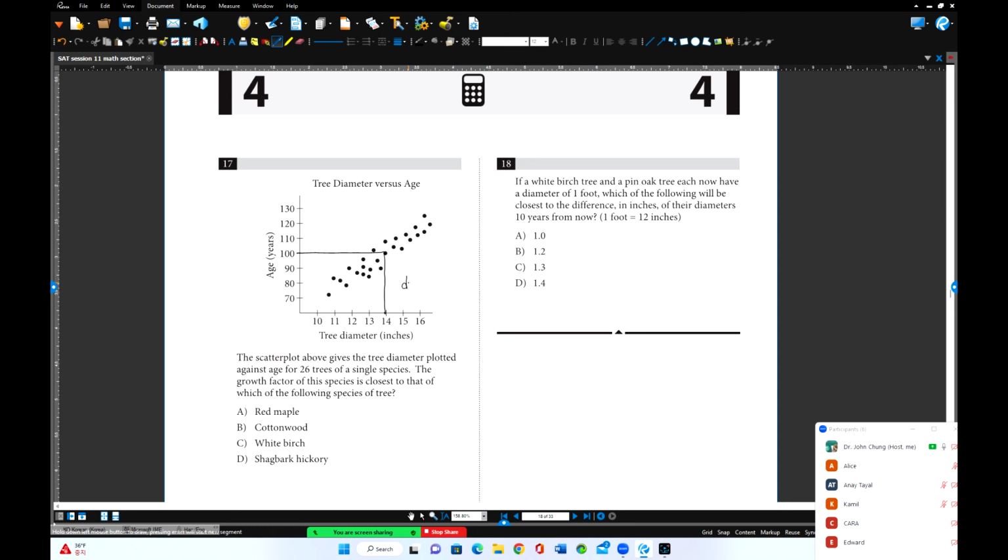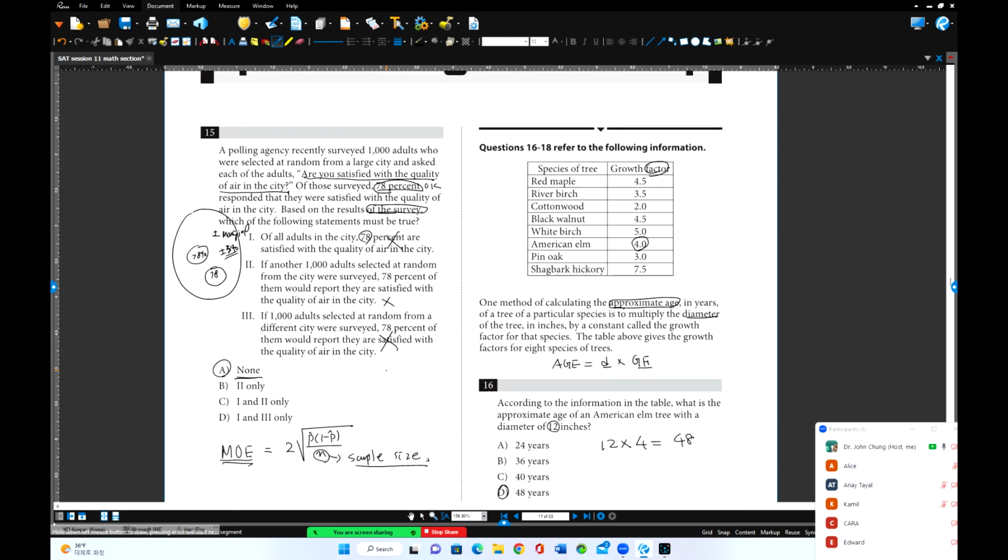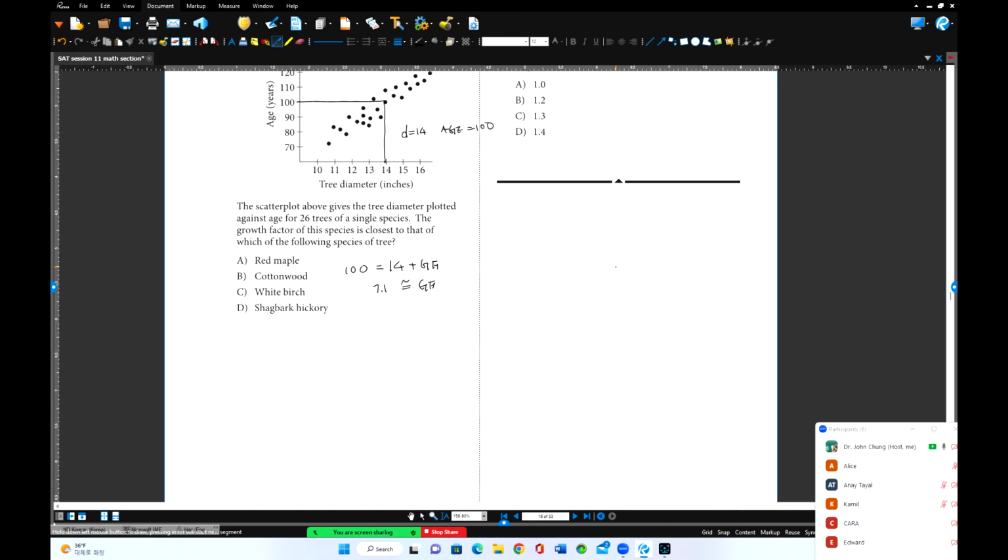The diameter is 14. Age is what? 100. How can you find the growth factor? Age equals diameter times growth factor, right? At this point, the growth factor is how much? 7, approximately 7, a little greater than 7, like 7.12, something like that. Which one is around 7 or a little above this one? Take a look. Over here, right? All the other numbers are much lower. So hickory. Okay, you have hickory there.